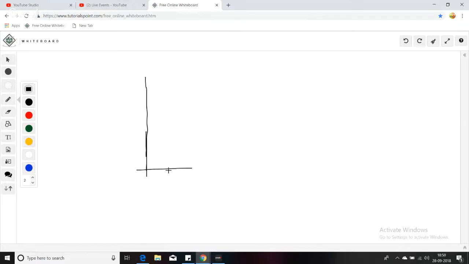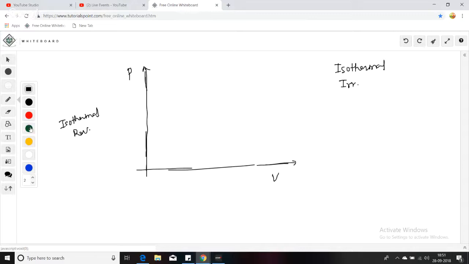Suppose we have a pressure volume graph. This is pressure volume. I'll try to make you understand the isothermal irreversible process and the isothermal reversible process. Okay, isothermal irreversible and isothermal reversible process. Since it is an isothermal process, the pressure volume graph will always be like this.